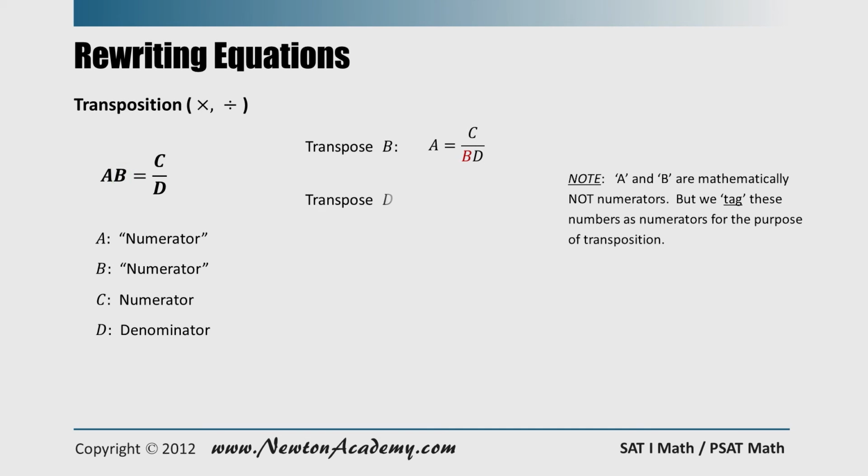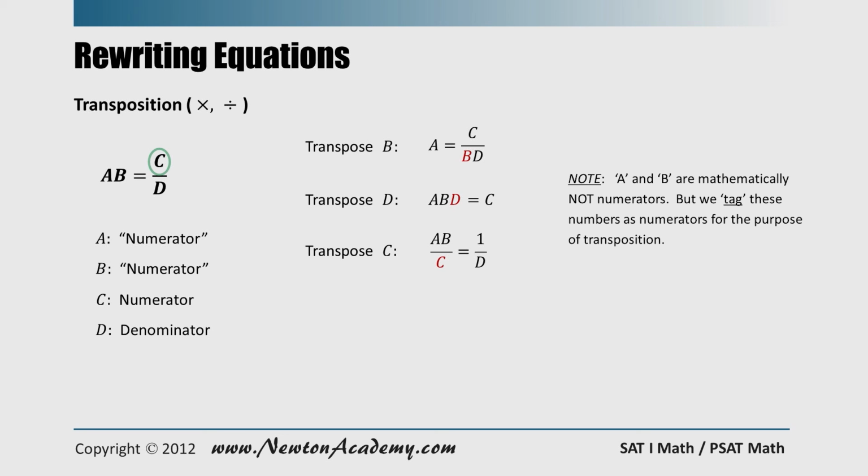Let's transpose D in this equation. Since D is a denominator, if you transpose it to the other side of the equation, it becomes a numerator. So ABD equals C. Let's transpose C in this equation. Since C is a numerator, if you transpose it to the other side of the equation, it becomes a denominator. So AB over C is equal to 1 over D. Well, by now you may say, what's the big deal? I could have done this by multiplying or dividing by something on both sides of the equation and get the same result.